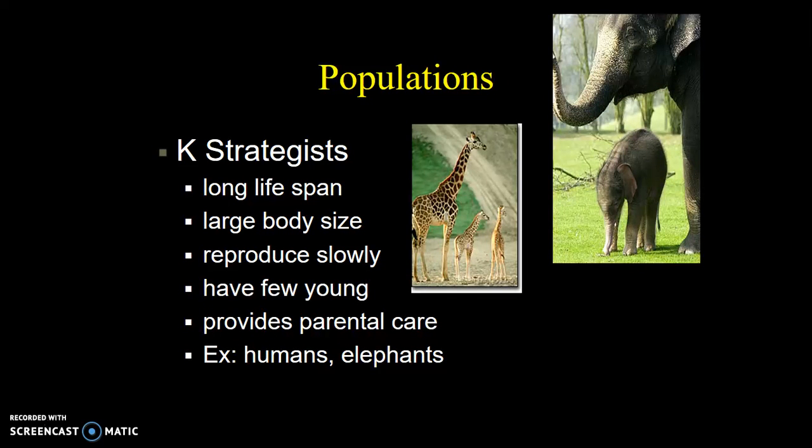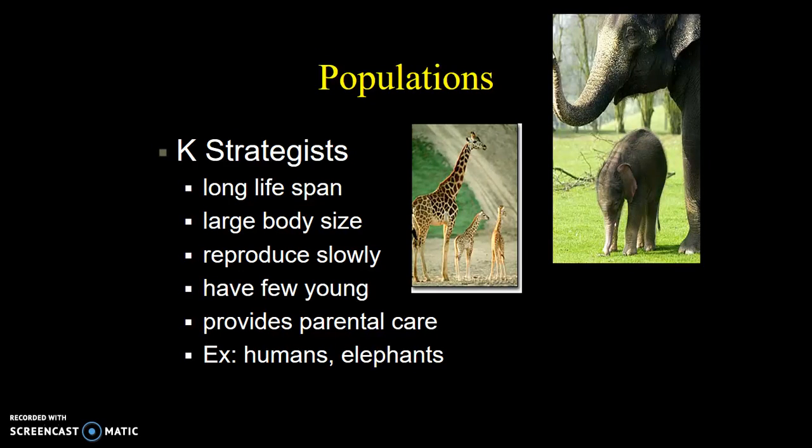The K is kind of like the opposite. They have a very long lifespan, tend to have a large body size, reproduce slowly, so it takes many years before they reproduce again sometimes. And when they do reproduce, they have very few young, usually only one or two at a time, and they provide lots of parental care.